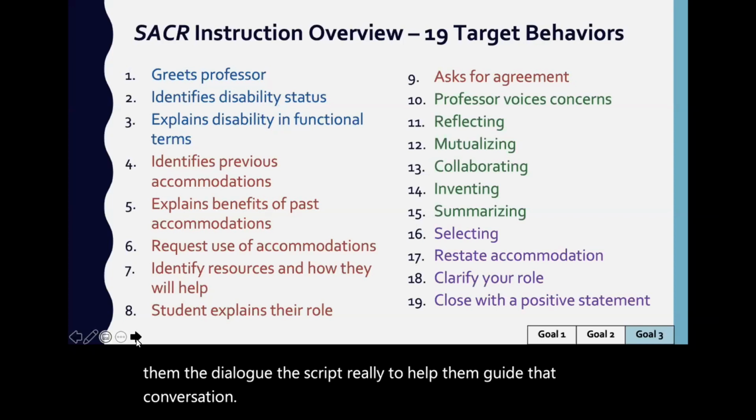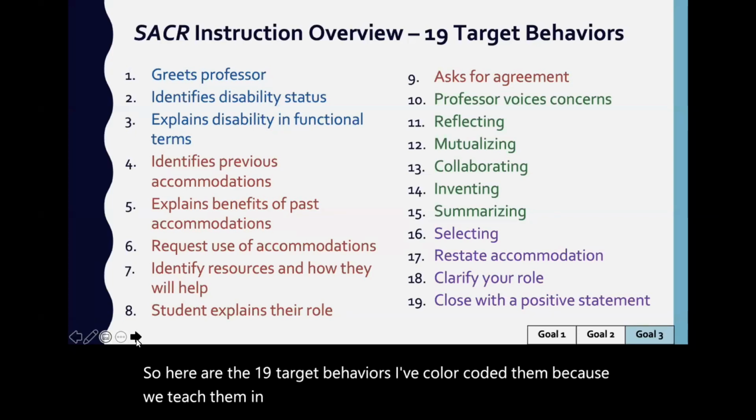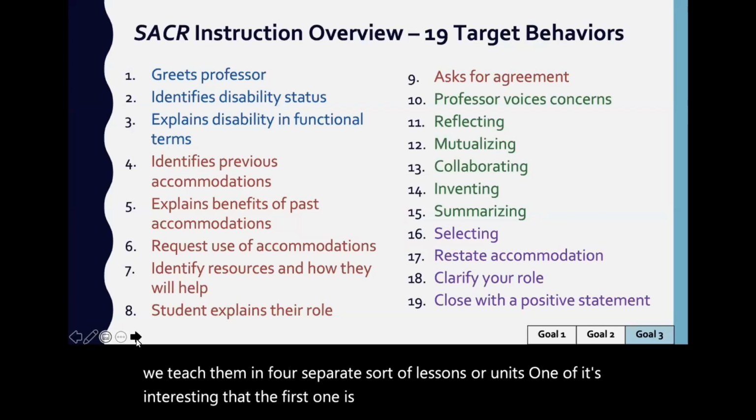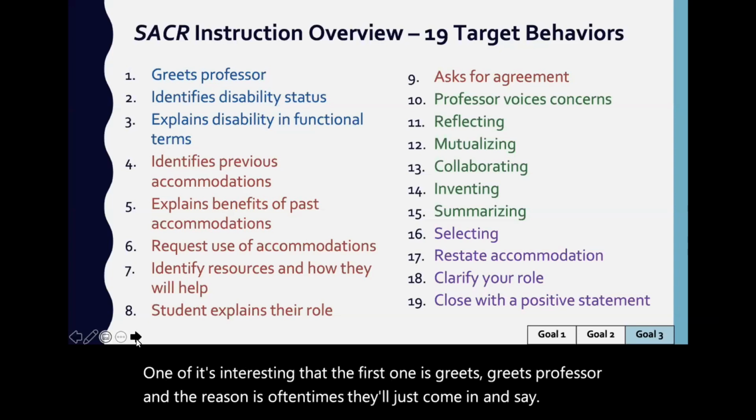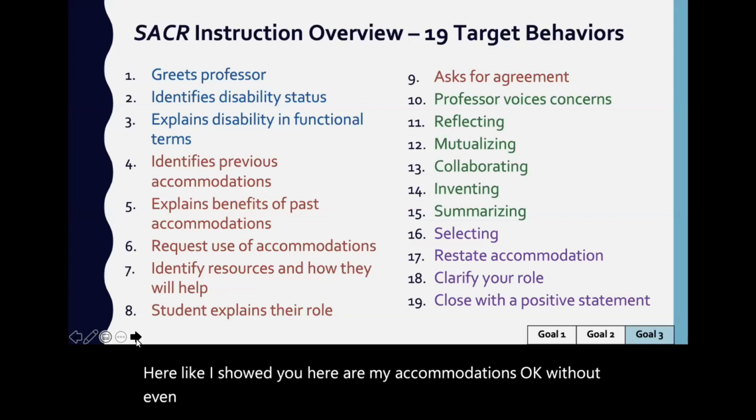So here are the 19 target behaviors. I've color coded them because we teach them in 4 separate sort of lessons or units. It's interesting that the first one is greets professor. And the reason is oftentimes they'll just come in and say, here, like I showed you, here are my accommodations, okay, without even saying where they're from or who they are. So we want to make sure that they set a context.